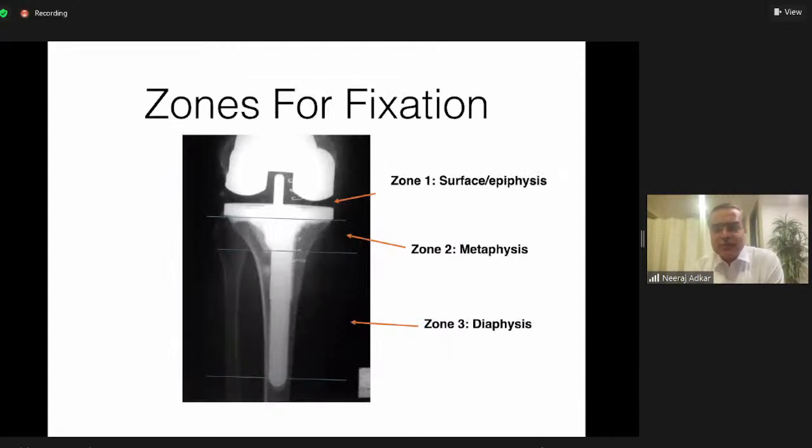prosthesis. But friends, we must remember, whenever we are dealing with a revision scenario or a primary, we must get stable fixation in at least 2 zones out of 3. That is at the surface, or at the metaphysis, or the diaphysis. And based on the good bone stock, we must plan our implant accordingly.